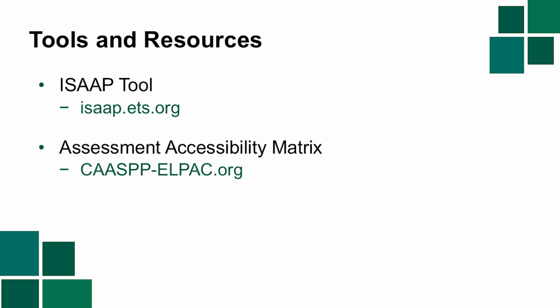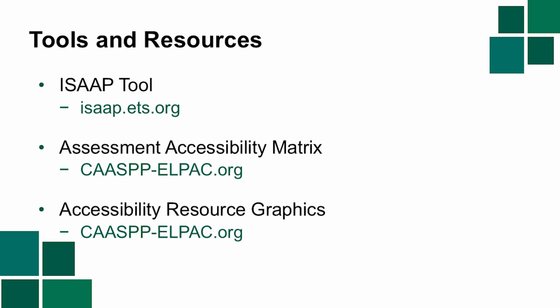The next resource is the Assessment Accessibility Matrix, or the Matrix for short. The Matrix displays the embedded and non-embedded universal tools, designated supports, and accommodations allowed as part of the computer-based CAASPP and ELPAC. The Matrix lists all resources organized by type, including whether each resource is embedded, non-embedded, or both, as well as the applicable assessments for each resource.